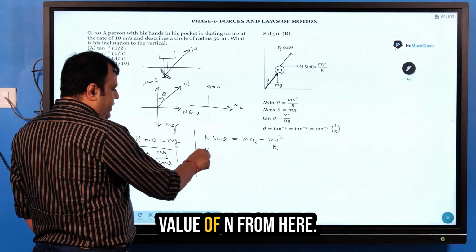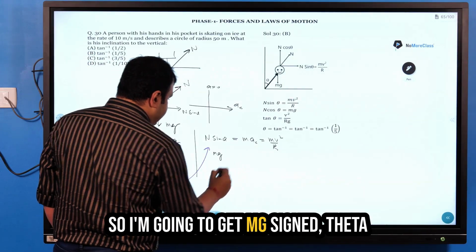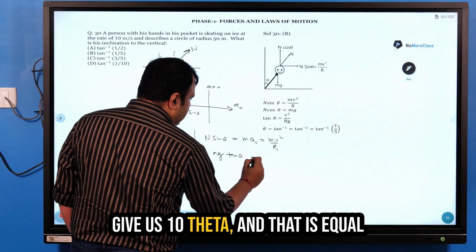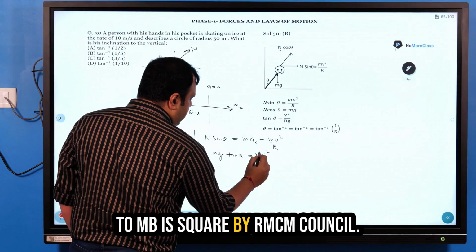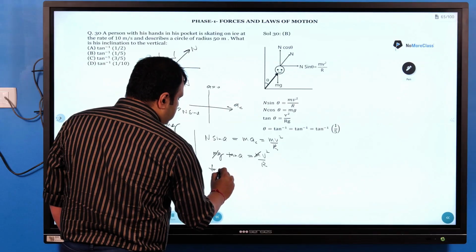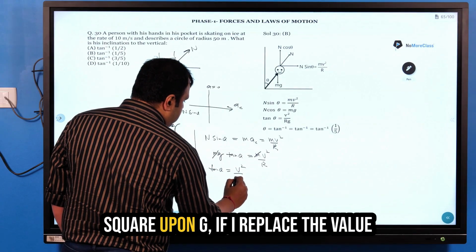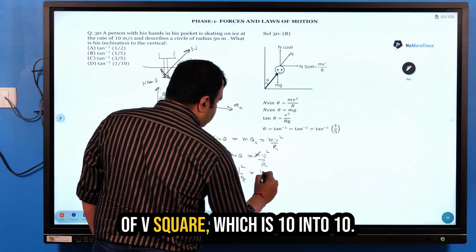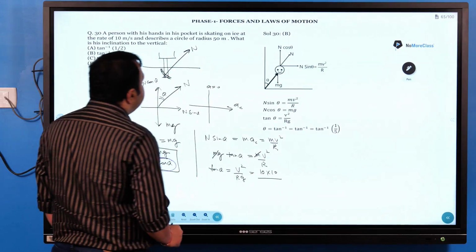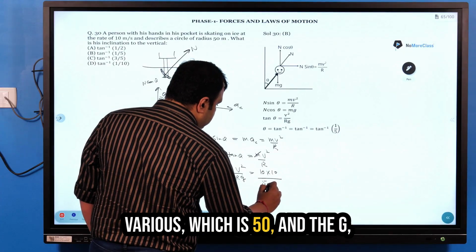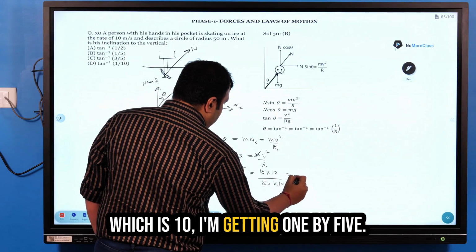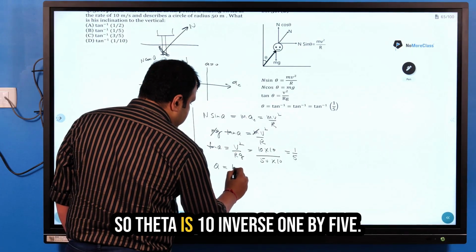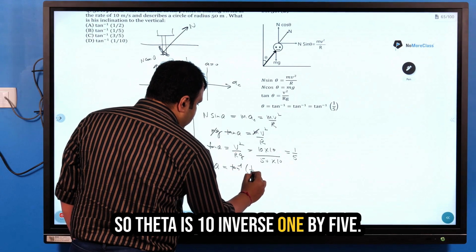Now let me replace the value of N from here. So I'm going to get mg sin theta divided by cos theta, that will give us tan theta, which is equal to v square by r. The m cancels. So tan theta is coming out as v square upon rg. If I replace the value of v square, which is 10 into 10, radius, which is 50, and g, which is 10, I'm getting 1 by 5. So tan theta is coming out to be 1 by 5. So theta is tan inverse 1 by 5.